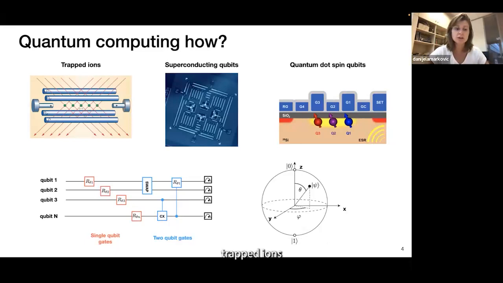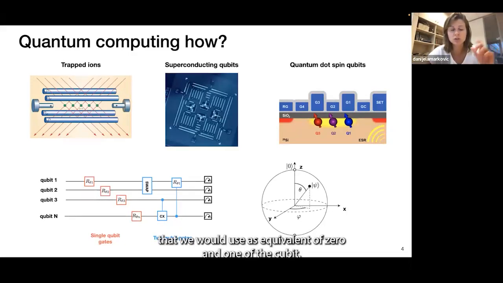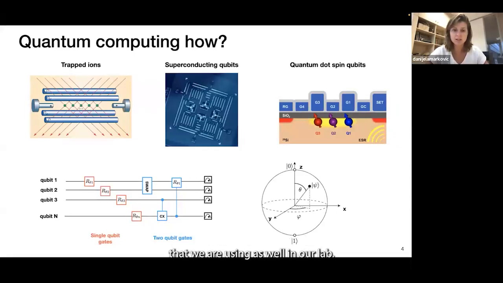Trapped ions, where we isolate single ions, which are shown here with these green balls in the ion trap. And each ion behaves as a qubit. So we select a certain transition in this ion that will be the two levels that we would use as equivalent of 0 and 1 of a qubit. Then there are superconducting qubits in the middle that we will talk more about later, because this is the system that we are using as well in our lab.